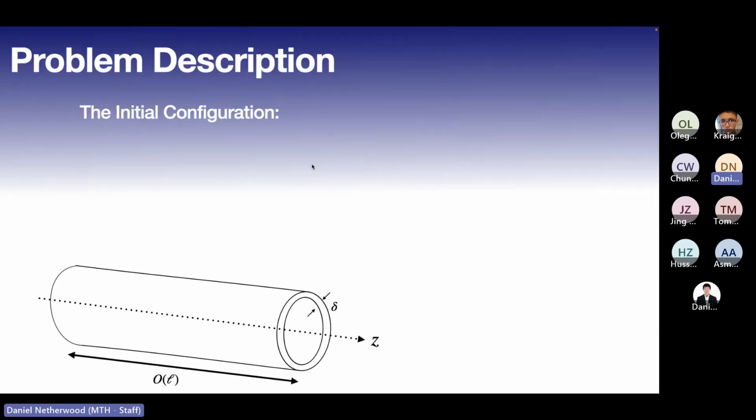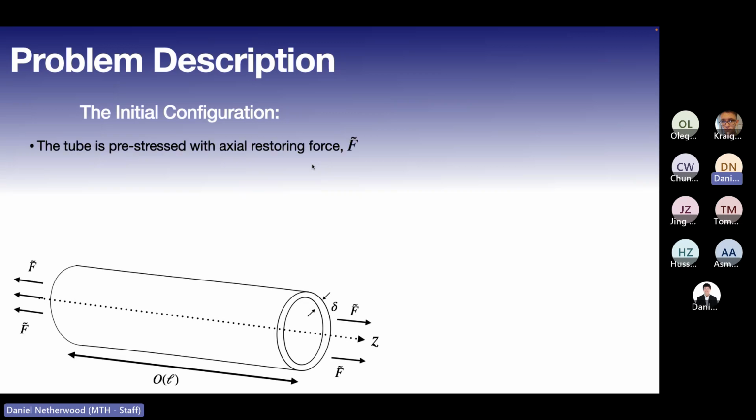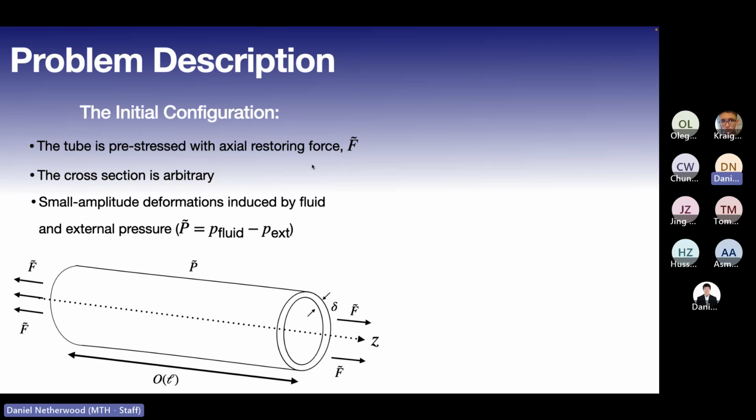So what actually is the problem that I've been thinking about? Well, if you take a tube that originally looks something like this, to mimic the Starling resistor setup, we'll pre-stress it with an axial restoring force of F tilde. So that's at the other side, that's mimicking the pre-stressed nature of the tube. We're not going to make any comment on the cross-sectional shape. This is going to be left arbitrary. And then we're going to investigate small amplitude deformations that have been induced by a combination of both the external pressure and the fluid traction.